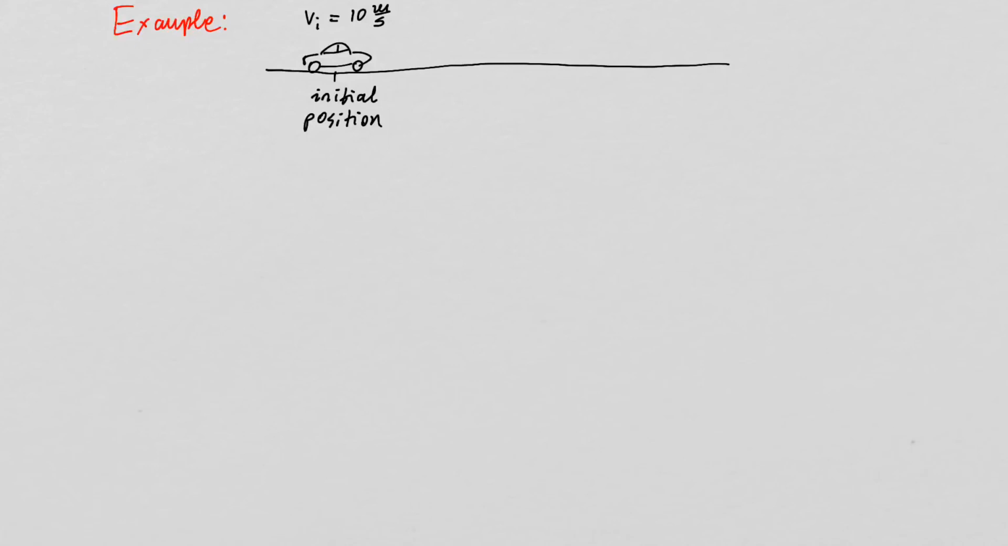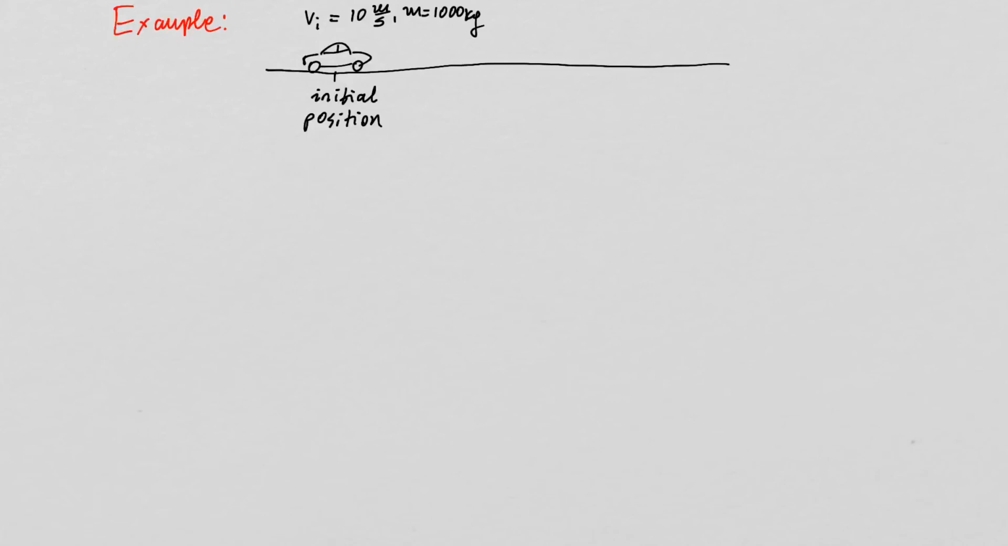So, here is my example. Again, I'm going to use a moving car, which is going down the road. At the initial position, the car has an initial velocity of 10 meters per second. And let's say that the mass of the car is 1,000 kilograms.